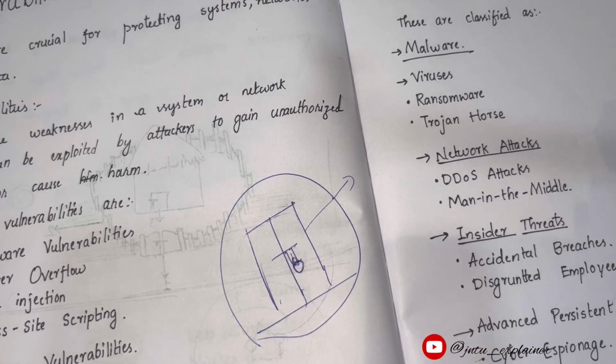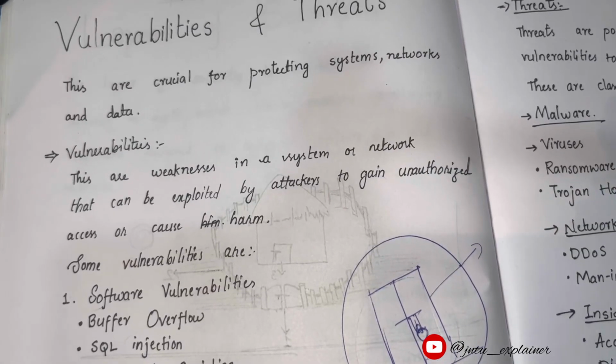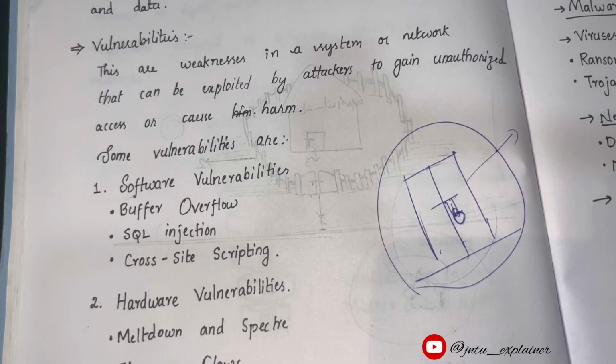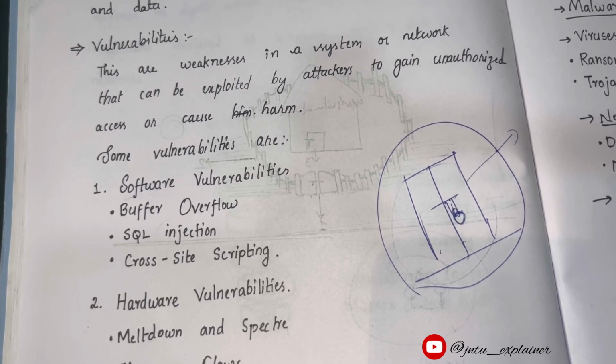In the same way, vulnerabilities are weaknesses in a system. So let's try to understand some vulnerabilities. The first one is software vulnerabilities. These are vulnerabilities which occur due to the software or which are present in the software. The first one is buffer overflow. What is meant by buffer overflow?